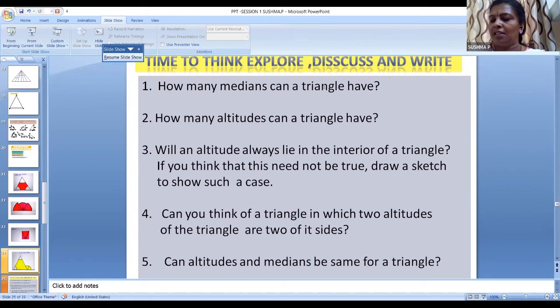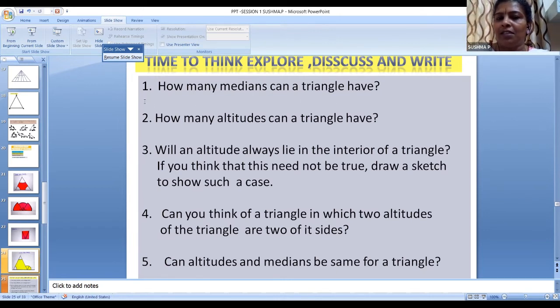Do all the altitudes meet inside the triangle? No, ma'am. Sometimes on the triangle, in one of the vertices, it happens. Think and tell me. Is it possible? In case of obtuse angle triangles, you find that the altitudes do not meet inside the triangle. Clear? These questions will make sure what the child has understood.